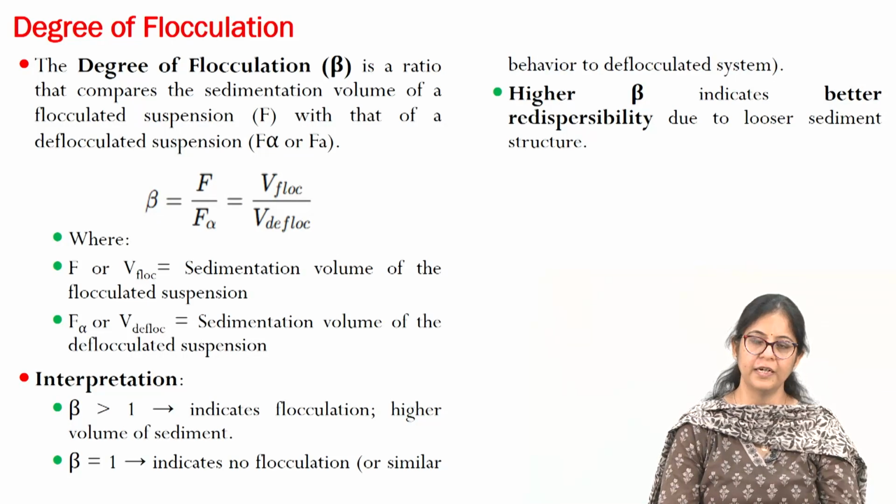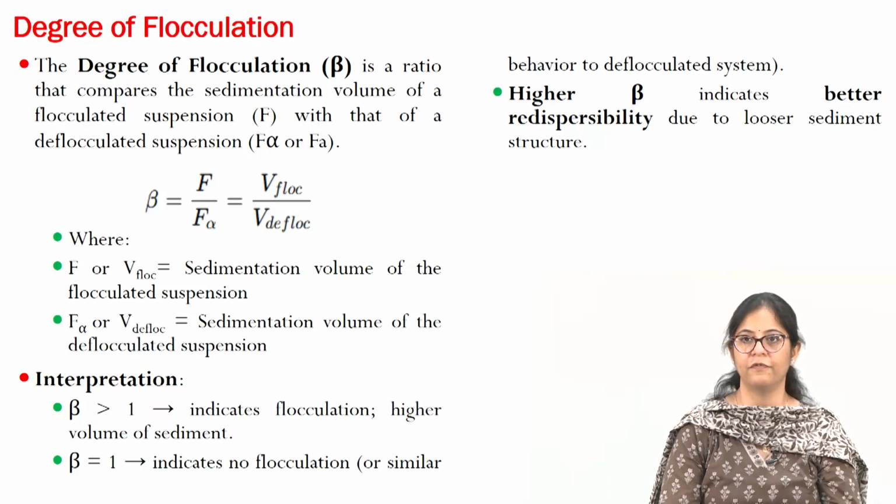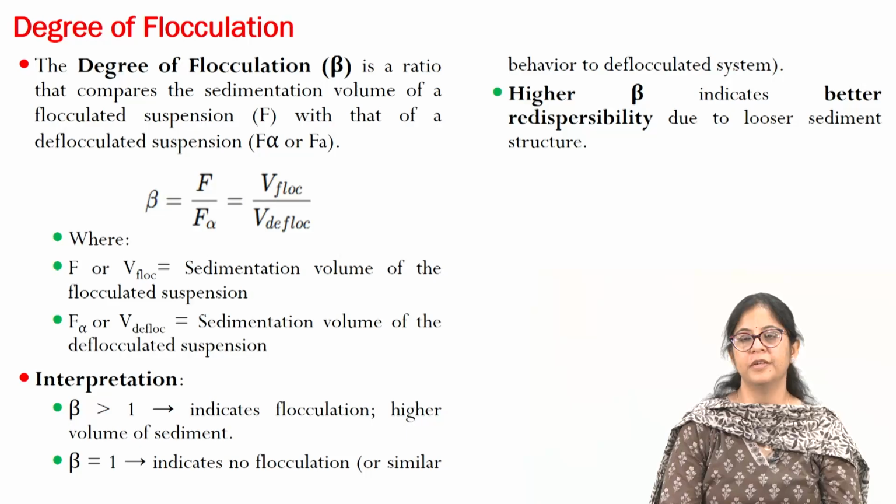So, if beta is greater than 1, it indicates flocculation, with a higher volume of sediment. Beta equal to 1 indicates no flocculation, or similar behavior to a deflocculated system. Higher beta indicates better redispersibility due to looser sediment structure.